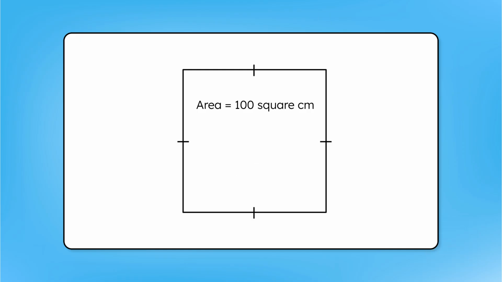Since the length and width are the same, we need to figure out what number times itself equals 100. 10 times 10 equals 100, so each side length of the square is 10 centimeters.